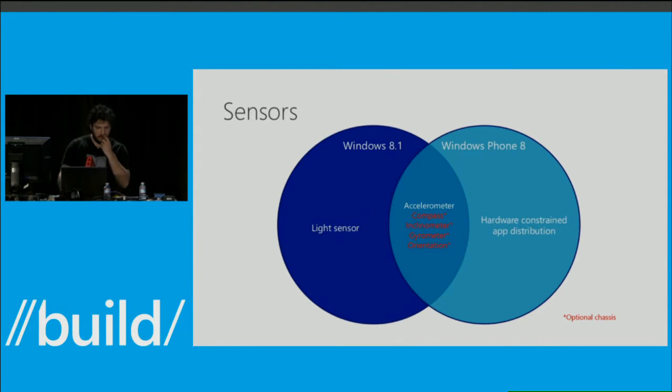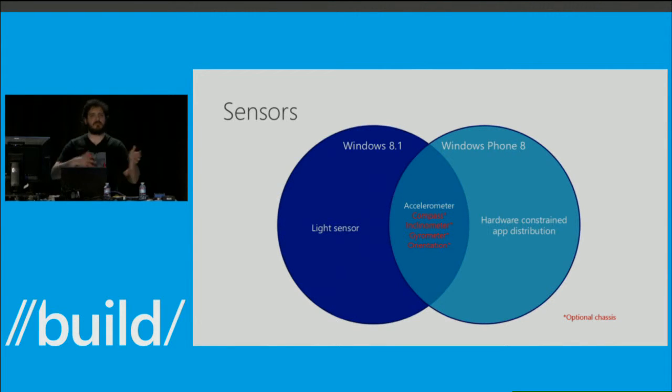Now, one thing that's specific for Windows Phone 8, though, is not necessarily a sensor, but constraining the distribution of your application based on hardware chassis. So for example, let's assume you're writing an application that uses the compass, like a location application or a location-based game in which the compass is absolutely critical. If the user doesn't have the compass on his device, it won't necessarily work.